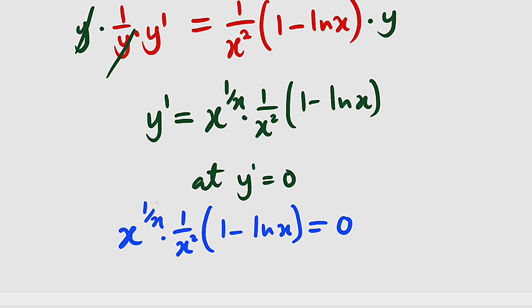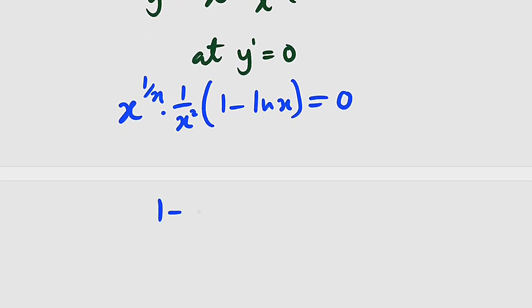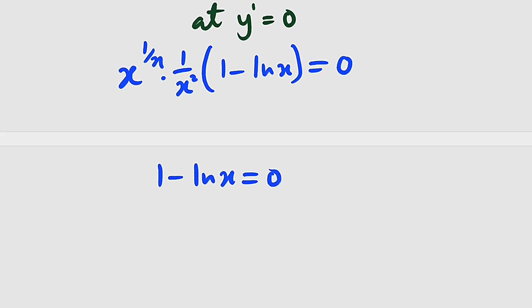But you should know that this is strictly positive, greater than 0, right? And also this cannot be equal to 0 because we don't want any situation that will make our denominator equal to 0, which will make it undefined. This means that this is what? Equal to 0. So 1 minus the natural log of x must be equal to 0, which means what? Natural log of x is equal to 1.